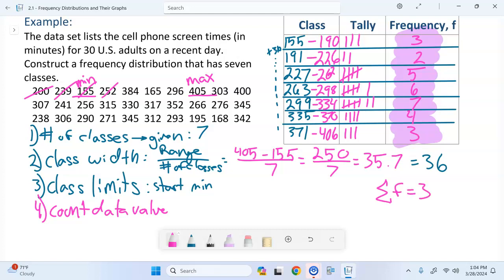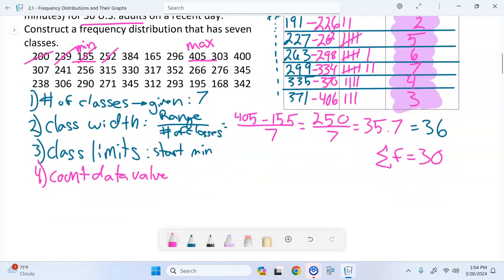30. What is 30? Say again. 30 adults. The sum of your frequencies should equal your sample size. So once you've done your frequency table, do a quick addition and make sure that number matches up.